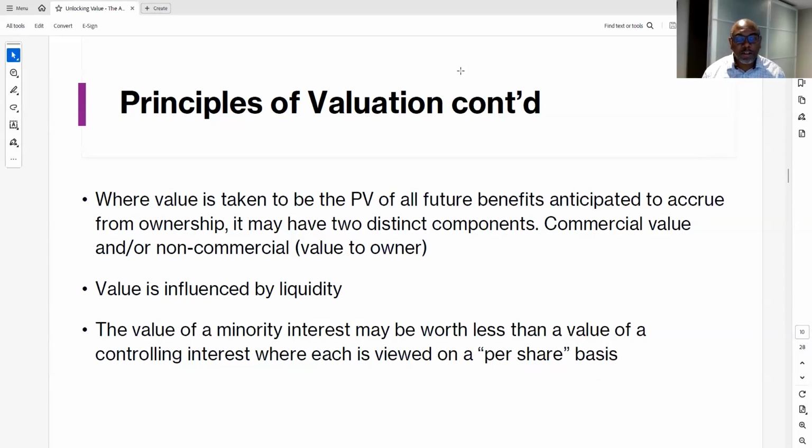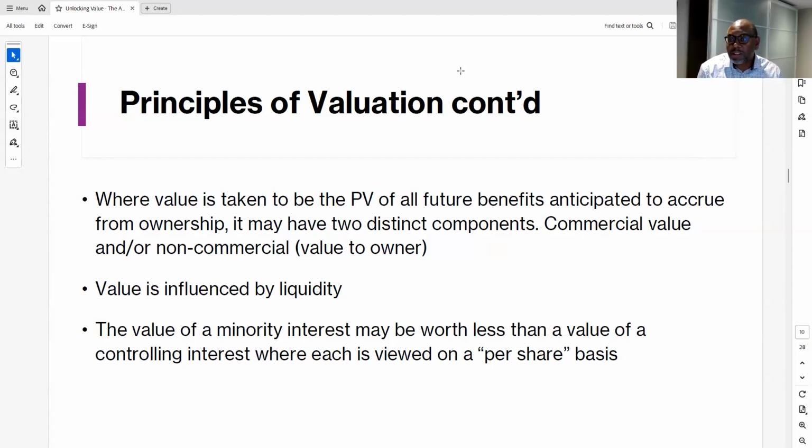So there is also, it's influenced by liquidity. Something that is easy to liquidate or to sell will generally have higher value than something that is not liquid. So for a private company, when we build up the discount rates, we also look at, in some cases, if you're not buying the whole business, discounts for liquidity.